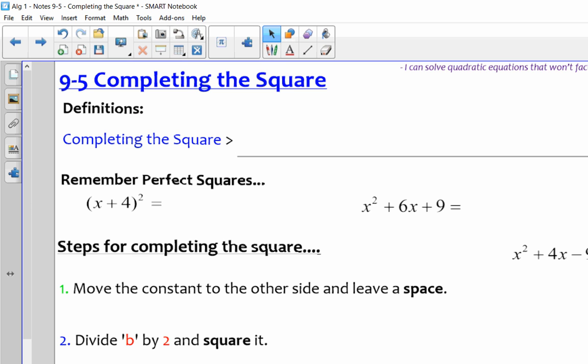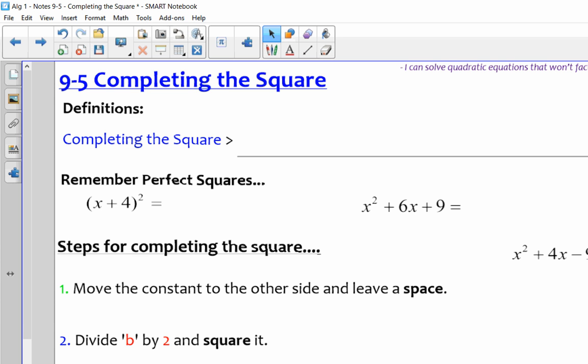Okay, here are the real notes. That was kind of a review for 9-5 completing the square. Once again, I do tend to go a little bit quick on notes, but today I'm going to try to go slower. So if you get bogged down, hit pause and get caught up with your notes. This might even be a day that you rewind it a couple times and watch it again, because it's tough.